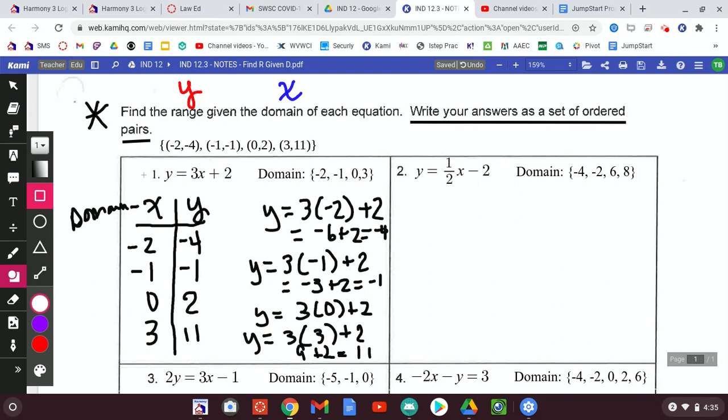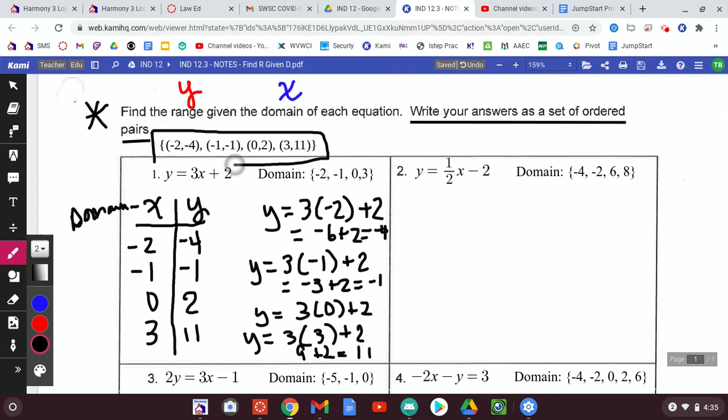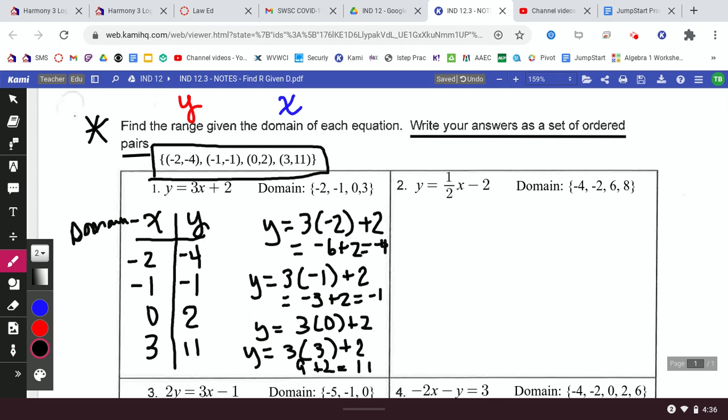Okay. All right. So next we're going to do number 2 as an example. And if you need to, I'm going to go ahead and put a square around that as my final answer, because my direction said to write my final answer as a set of ordered pairs. All right. So number 2. Okay. I'm going to go back to my pen here. Number 2 says that my domain is given -4, -2, 6, and 8.